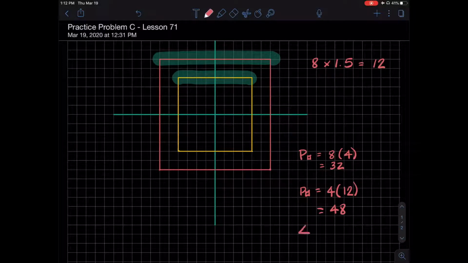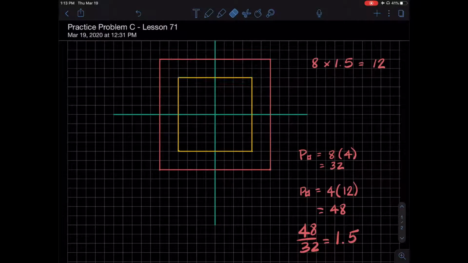So we're going to compare the two of these. We're going to do 48 divided by 32. We're going to get 1.5, which is good because that's right here. That was our scale factor, and that's what we want. So what we're going to talk about now is how this affects the perimeter. And the perimeter difference is 1.5 or 150%.